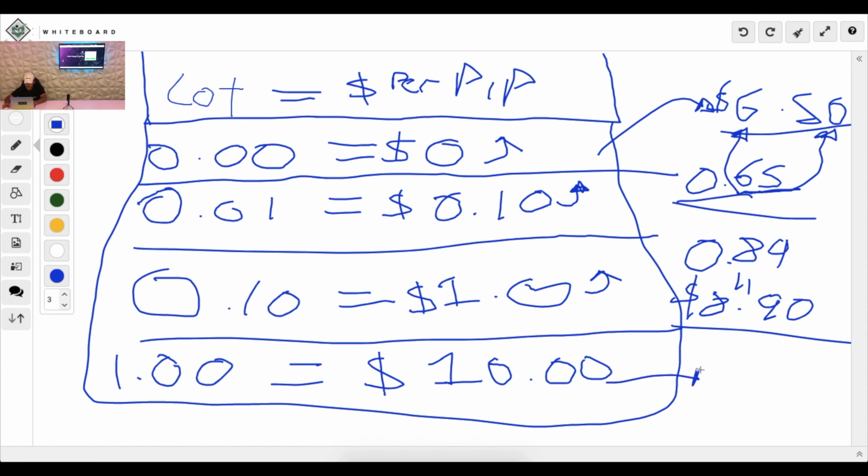Alright, and you can go higher. If you want to go $17.40 a pip, it's 1.74. Alright, your lot size will be 1.74. That equals $17.40 a pip.